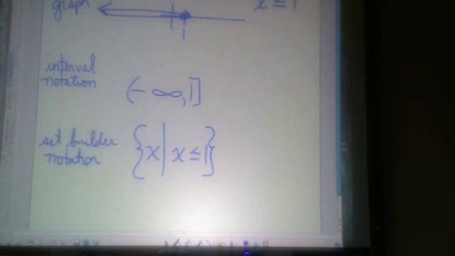All right, now all of you who are already done, I want you to write this down on your paper. Y is less than negative 2. I want you to graph it, put it in interval notation, and put it in set builder notation. Y is less than negative 2.